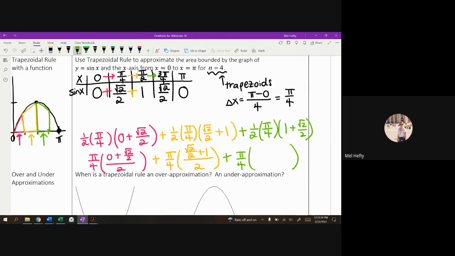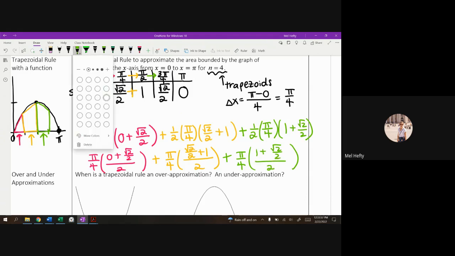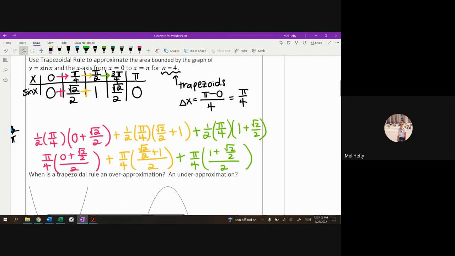Now, if you notice, the yellow trapezoid and the green trapezoid should be the same size. On our picture, they are. Notice in our area formula, the only difference is I switched the order of the addition, so they are the same size in general. All right, and then what's our last one going to look like? All right, so like the first one, but just flip the addition.